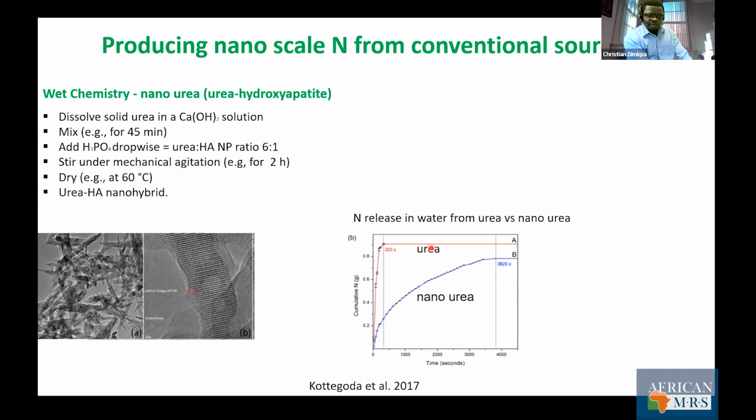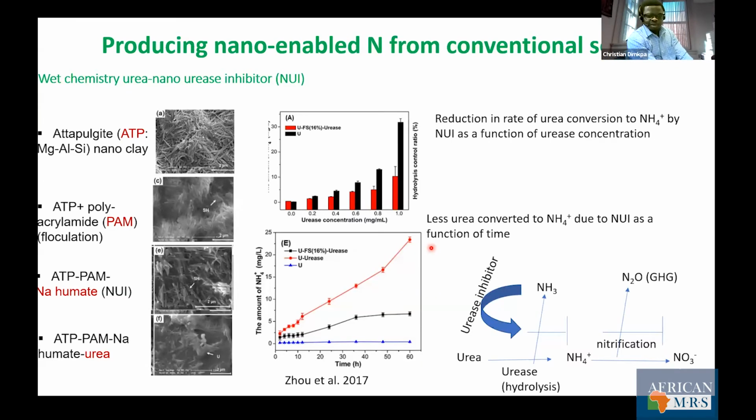So this slide shows producing nano-enabled nitrogen, another example of producing nitrogen from conventional sources using nanotechnology. Again, it's a wet chemistry process involving urea and a nano-urease inhibitor. So what these people did here was they took a clay called attapulgite. There is a lot of attapulgite in Africa, especially in South Africa. Attapulgite is made up of magnesium, aluminum, and silicate, and it's a nano clay.